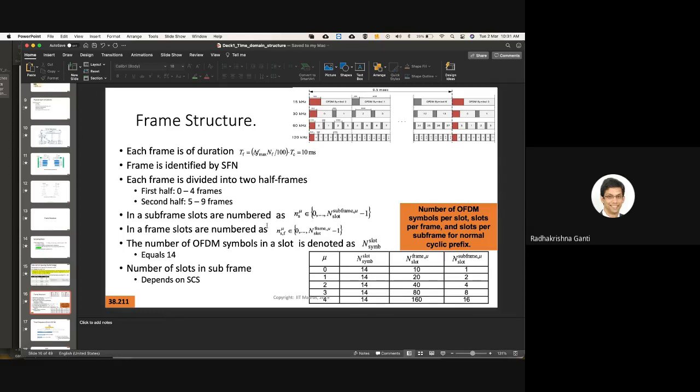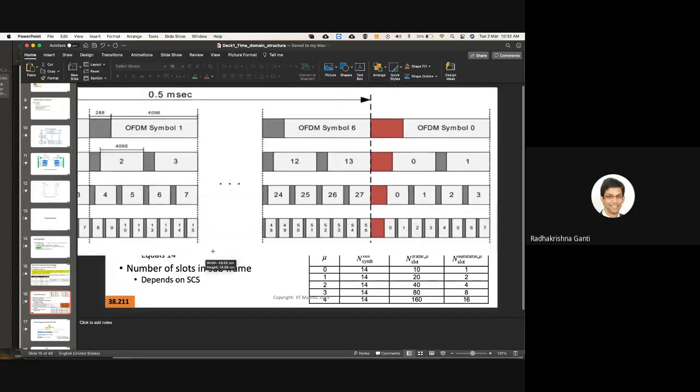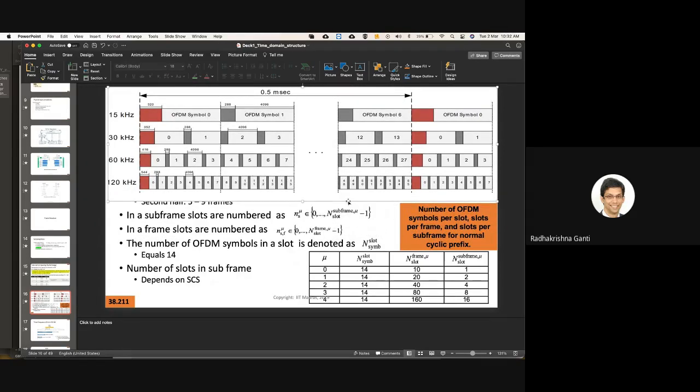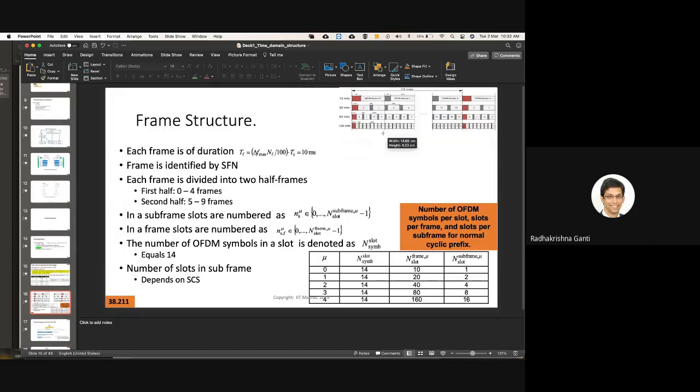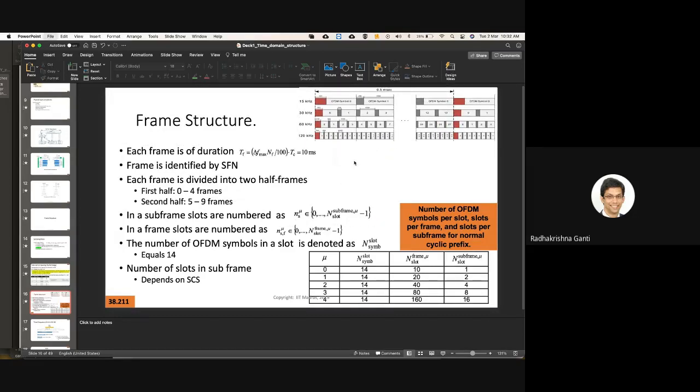Okay, number of slots. So this is what we finished, and this picture, I'm just going to zoom it a bit. That gives a nice representation. See, 15 kilohertz has a larger OFDM symbol. Don't worry about the numbers 288, 4096 and all that. We'll come to that later. You can see that as the subcarrier spacing is increasing, the size of the OFDM symbol decreases in terms of time. So they all fit in nicely in the 0.5 millisecond boundary. Always. We'll do the computation anyway.